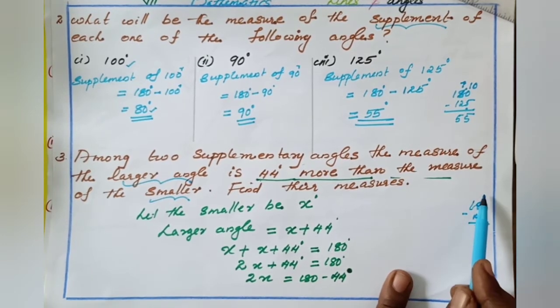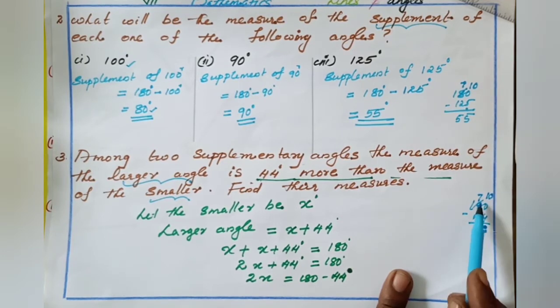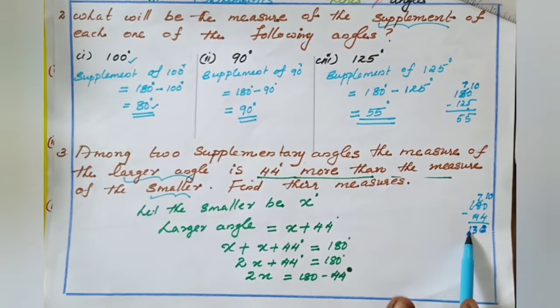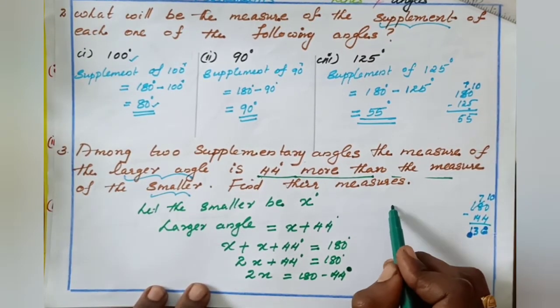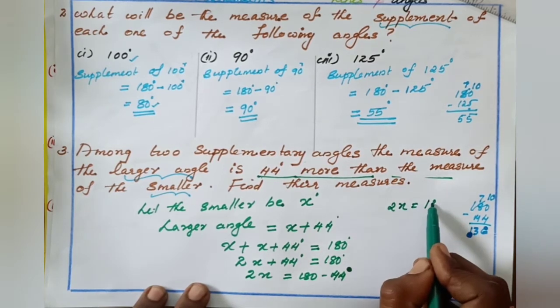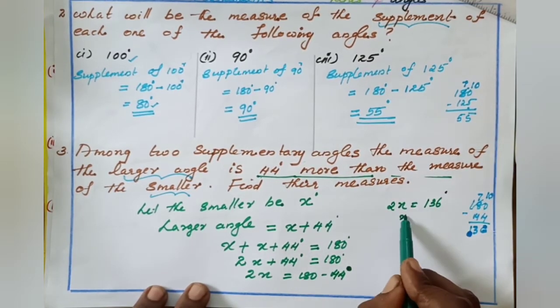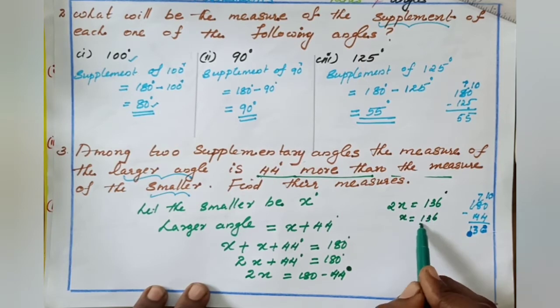0 minus 4 not possible. Here 7, borrowing method, 10. 10 minus 4 is 6. 7 minus 4 is 3. 1 balance here. So we get 2x equal to 136 degree.